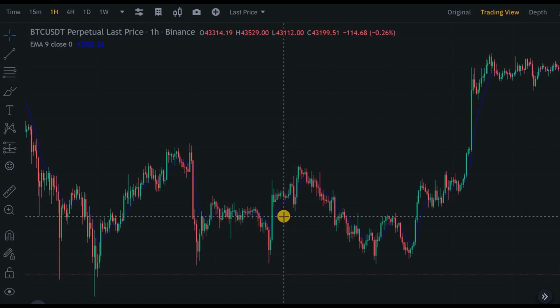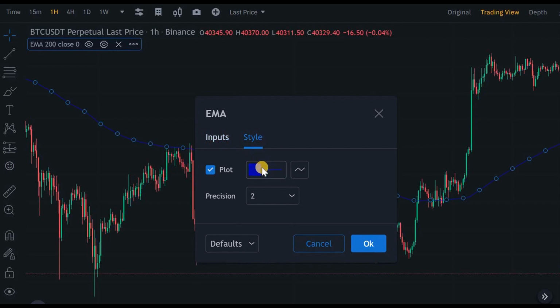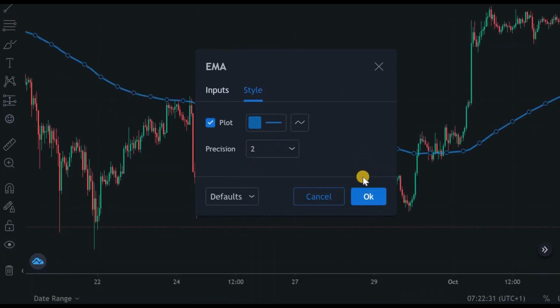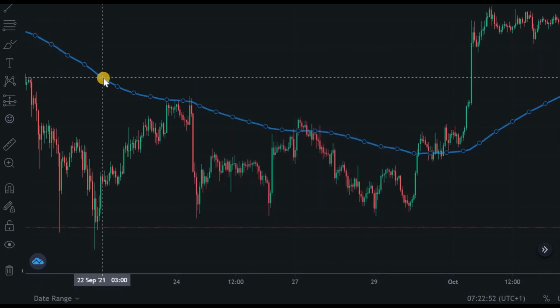And for us to properly use this indicator to identify an uptrend or a downtrend, I would have to go over to the settings and change the input. Click on settings. I am going to change the length from 9 to 200. The next step would be to change the style so you can see this clearly. You click on this. I would have to change the color. When you are done, you click on OK. This blue line right here is the exponential moving average.